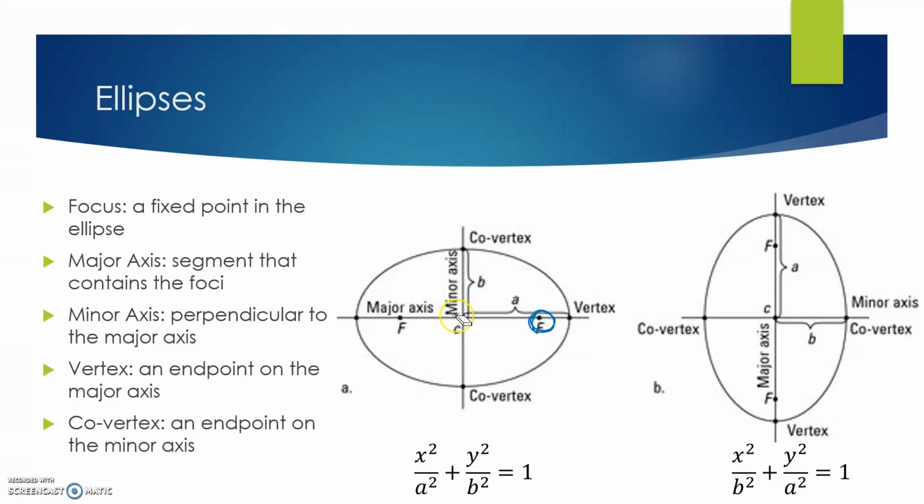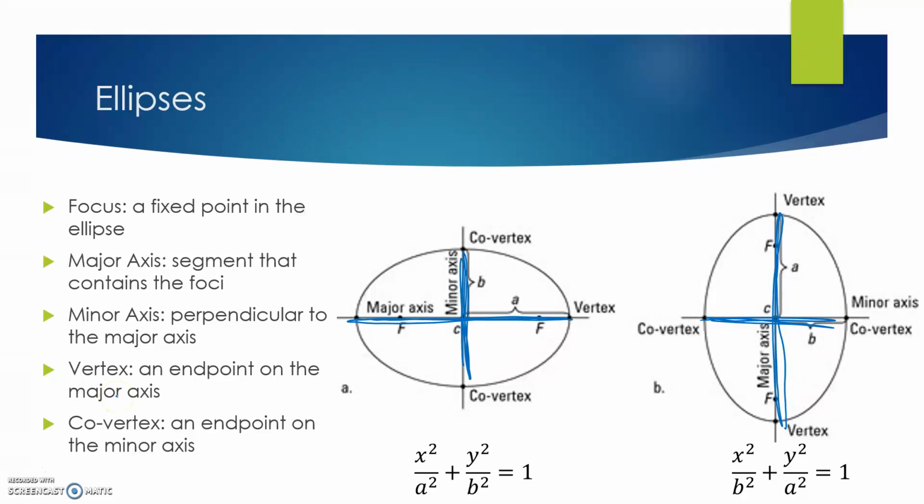So foci help us figure out our equation of the ellipse. The other thing we need to know is the major axis is the segment that contains the foci. So the major axis is going to be the longer one. It's always longer. In this case, you can see here it's vertical. It can go either way, but it has to contain the foci. And then the minor axis is the one that's perpendicular to that. It goes the other direction. And again, it can go either vertically or horizontally.